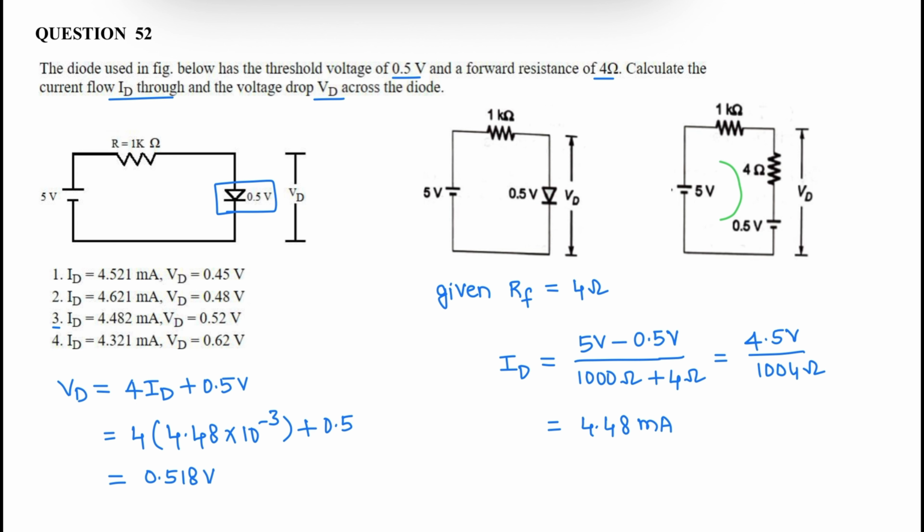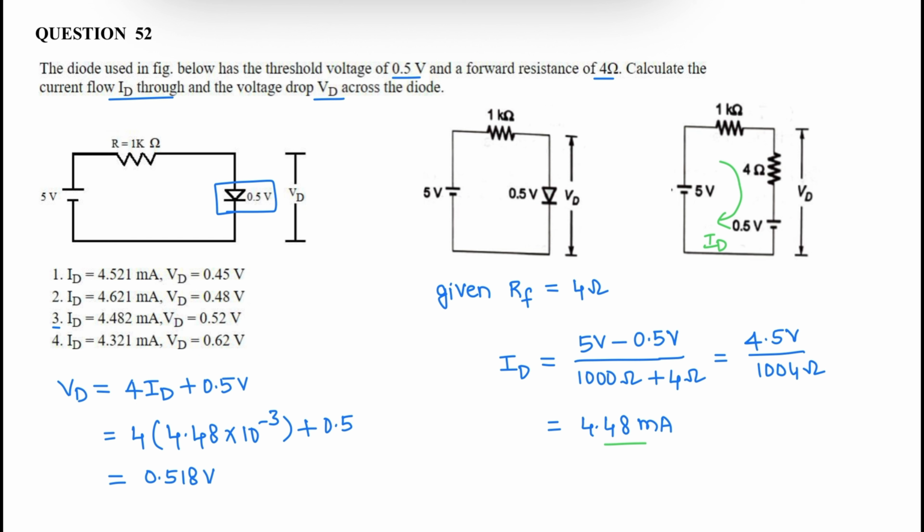Apply KVL in this loop for finding the current ID. So current ID is 5 volts minus 0.5 volts divided by total resistance 4 plus 1000 ohms. That is 4.5 volts divided by 1004 ohms. So we will get the current ID as 4.48 milliamperes.